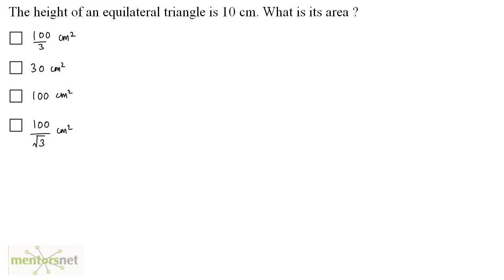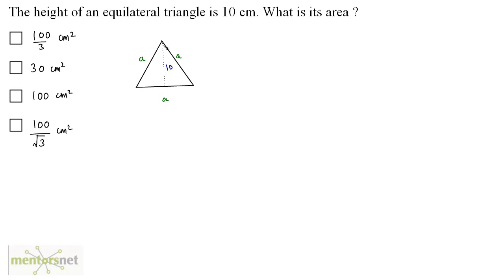The height of an equilateral triangle is 10 centimeters. What is its area? An equilateral triangle is a triangle in which all the sides are of equal length. So let the length be A. So all of the sides are of equal length. Now we have been given the height of this triangle as 10 centimeters.